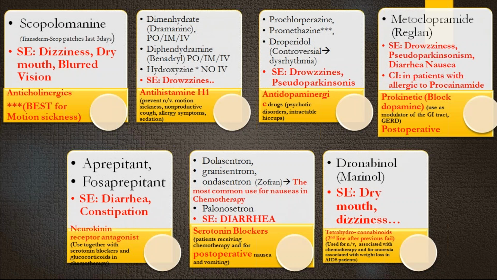Okay. Another thing that can be used for nausea and vomiting is the droperidol, that is the antidopaminergic. Remember, everything that decreases the dopamine is going to lead into pseudo-Parkinsonism, extrapyramidal syndrome. Okay. All right.